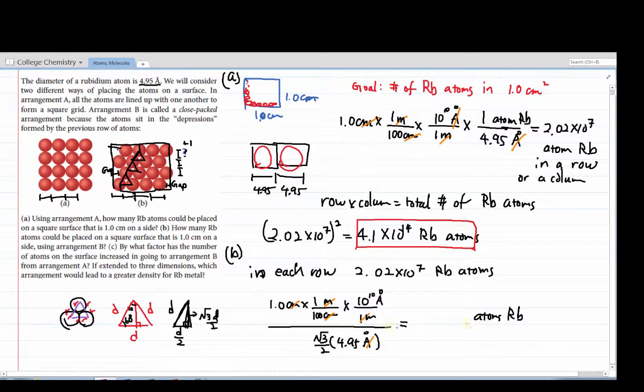Rubidium. I could have expanded the way I did in the earlier problem like this, but this is another way to tackle it. You find the length. In that length, each height is this, then you can find the number of rows. And the 2.02 times 10 to the 7th corresponds to the columns. When you punch these numbers, you're supposed to get 2.33 times 10 to the 7th atoms.